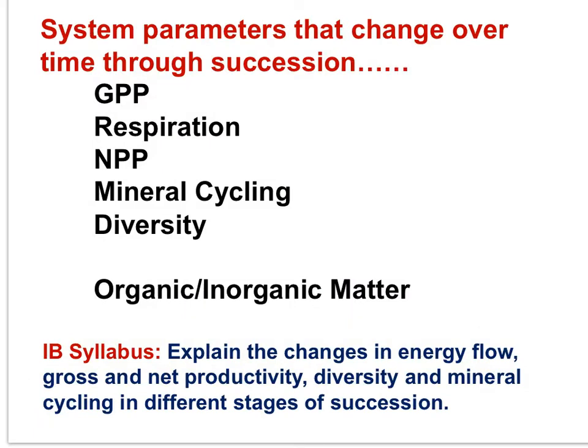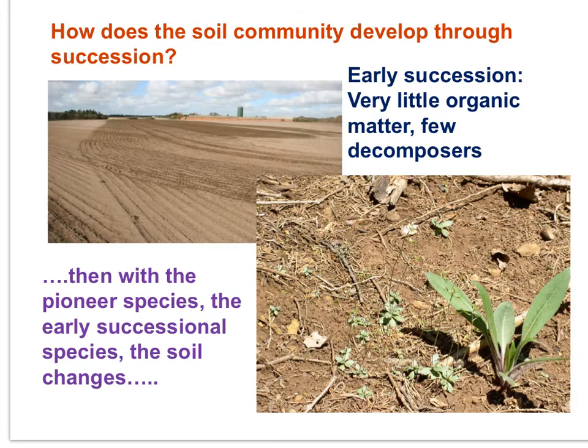So now, let's take a look at mineral cycling over successional time. Consider how the soil community develops, how the decomposer community develops over successional time. In the earliest stages of succession, there's very little organic matter, very few decomposers. Thus, mineral cycling would be low.